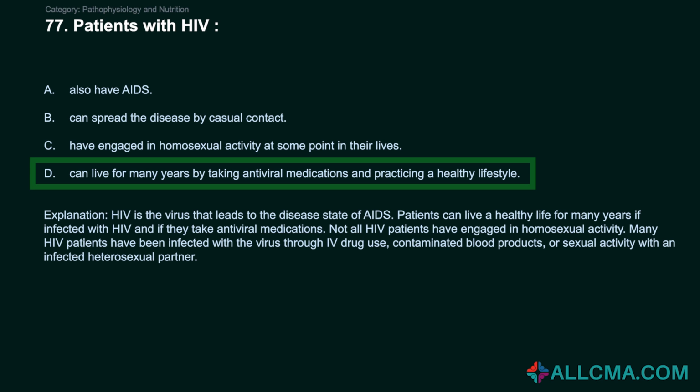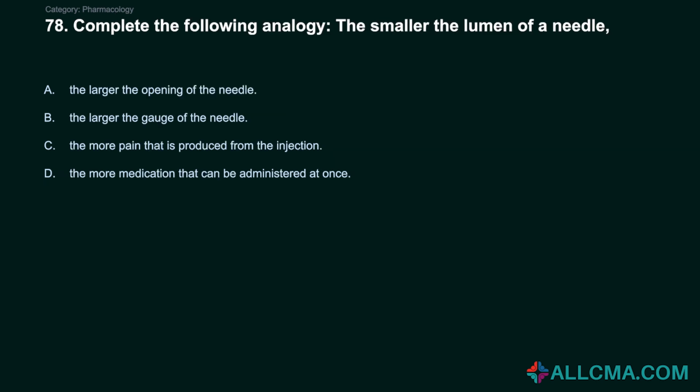HIV is the virus that leads to the disease state of AIDS. Patients can live a healthy life for many years if infected with HIV and if they take antiviral medications. Not all HIV patients have engaged in homosexual activity. Many HIV patients have been infected with the virus through drug use, contaminated blood products, or sexual activity with an infected heterosexual partner.